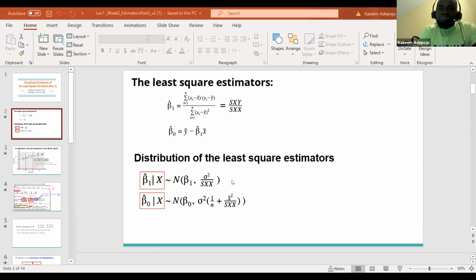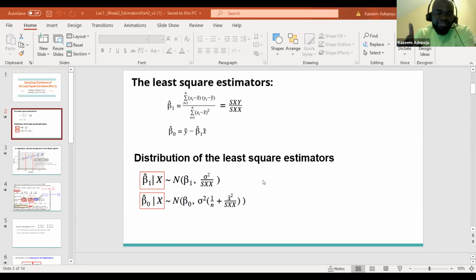There's a sigma square here, and the sigma square is the variance of the error term. If you remember, we talked about constant variance. There is a difference between the variance of the error term and the variance of the least square estimators. I'm going to say that again. The variance of the error term is sigma squared. The variance of the response variable is also sigma squared.